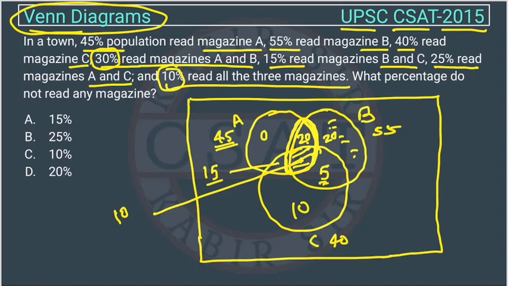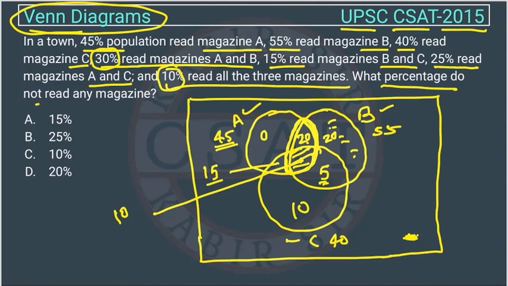So now we got all the figures in this, right? Now the question is asking what percentage do not read any magazine. So he is asking about those who are not in any circle. They are not reading magazine A, not magazine B, not magazine C. So he is asking about those outside these circles. So what we will do, we will add them all, right? Because total is 100%. If we add them all, we will get those who are reading any magazine, or 2 magazines or 3 magazines. So the remaining will be those not reading any magazine.